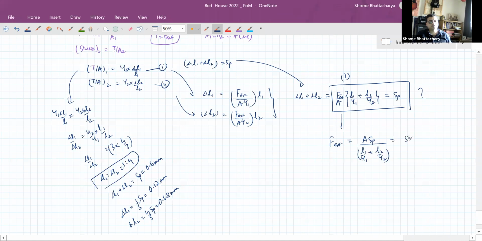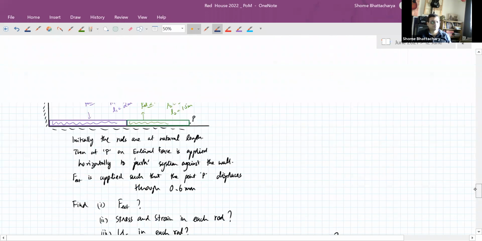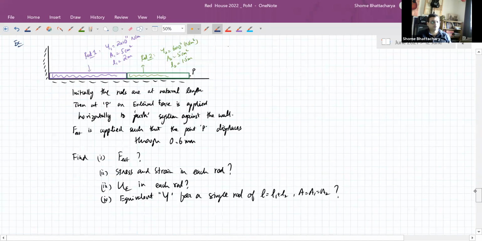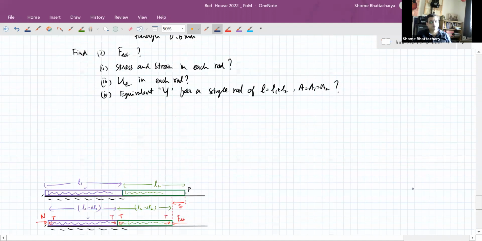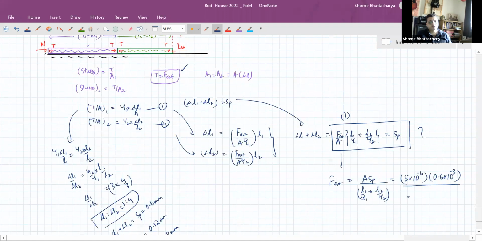So the area of cross section was 5 centimeters square. The displacement of this point is 0.6 millimeter. And L1 was 2 meters, L2 1.5 meters. So 2 divided by 2 into 10 raised power 11 plus 1.5 divided by 6 into 10 raised power 11.